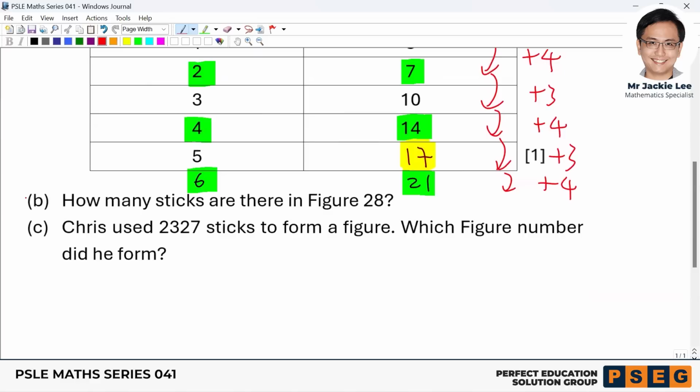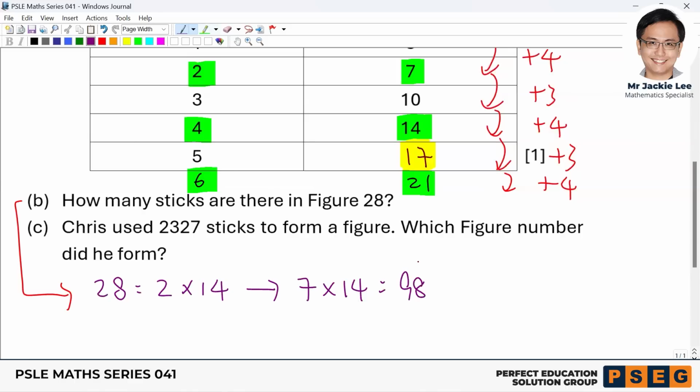For part B, for figure 28, 28 obviously is 2 times 14. And hence, for the answer, the number of sticks will be 7 times 14, which is actually 98, right?